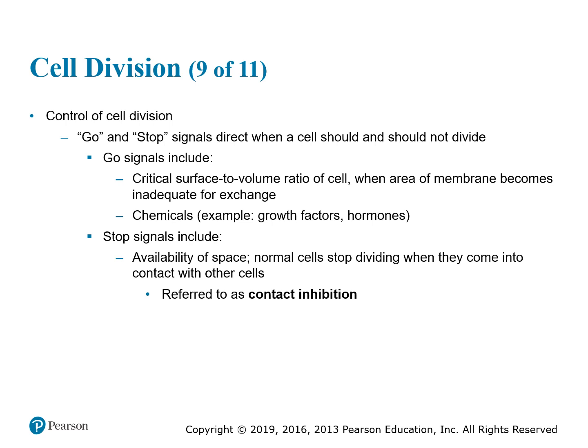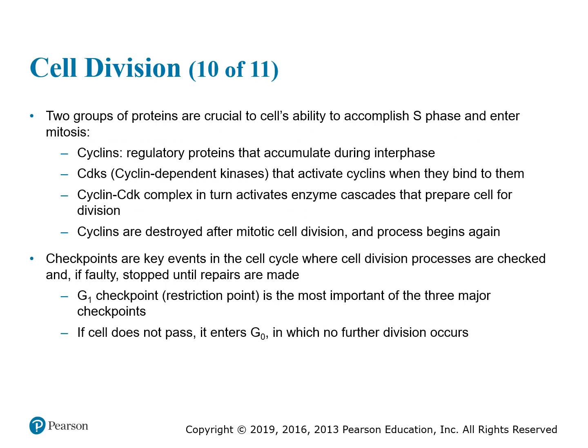So control of cell division is highly dependent upon signaling. And so GO signals include if your surface to volume ratio of the cell is getting too large, that means you're starting to reach the point of diminishing returns on your size because volume is cubic, surface area is squared. And so you're really diffusion limited here. Stop signals include the availability of space, and when they come into contact with other cells, it's kind of a good indicator that there's no more room to divide. This is called contact inhibition.